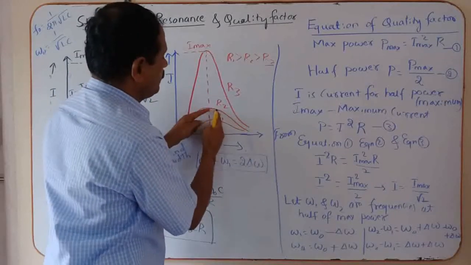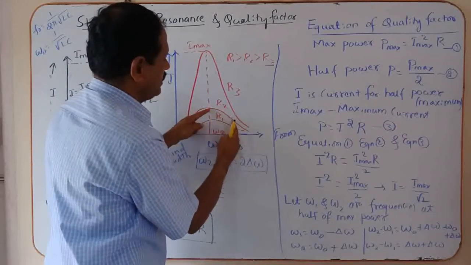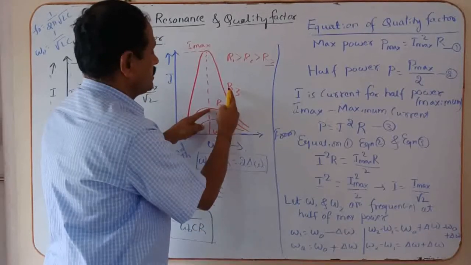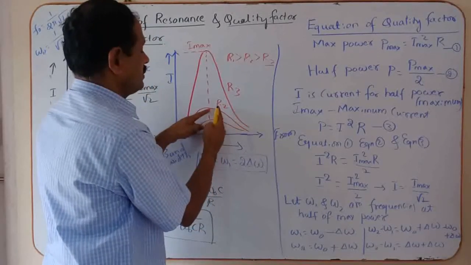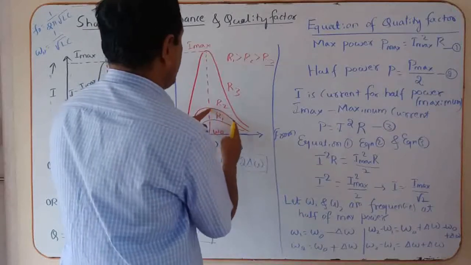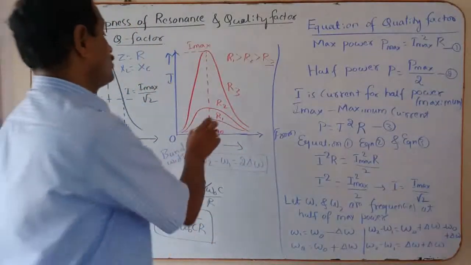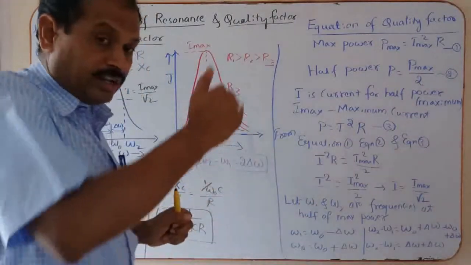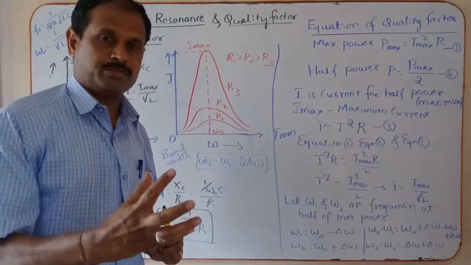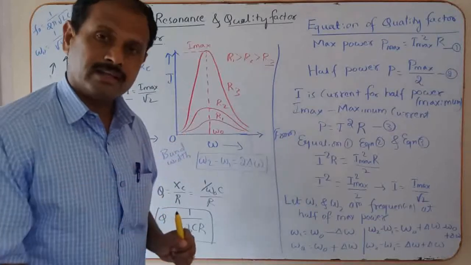But the rate of decrease of current, for the comparison of resistance R3 and resistance R2, is a lesser value, and again a still lesser value. It means less sharpness. A sudden decrease of the current means more sharpness, and a slow decrease means less sharpness.